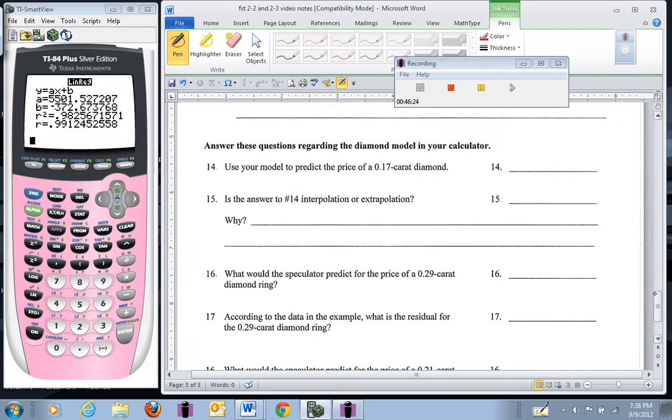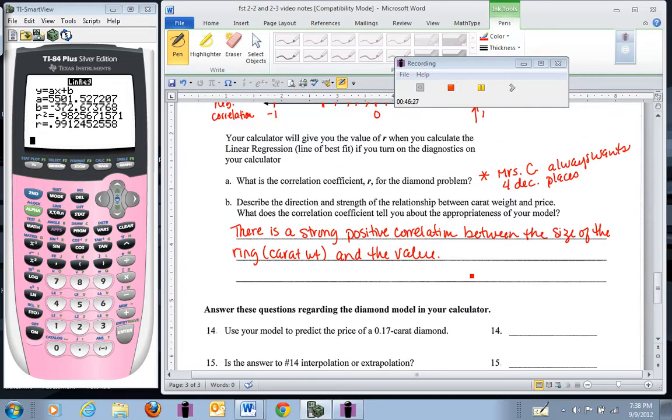We could say the correlation coefficient indicates that the model is a good fit for the data. It's a good fit for the data because there's such strong positive correlation. We'll talk some more about correlation and causation when we get to class.